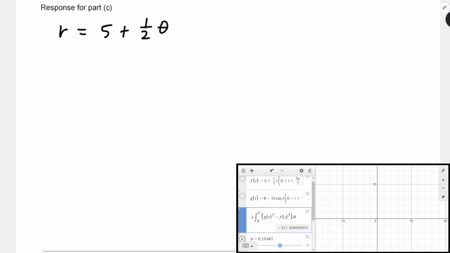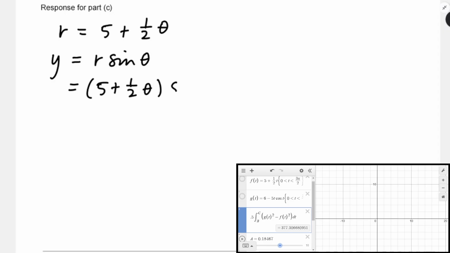Okay, and if we want a horizontal tangent, that's going to be where dy d theta equals 0. So y is going to equal r sine theta, which is 5 plus half theta sine theta. Okay, now we're going to take the derivative and find where it's equal to 0, but we don't need to take the derivative by hand. We can use the calculator to take the derivative.